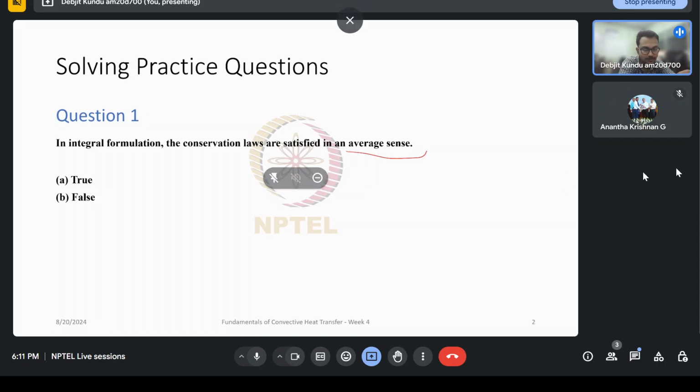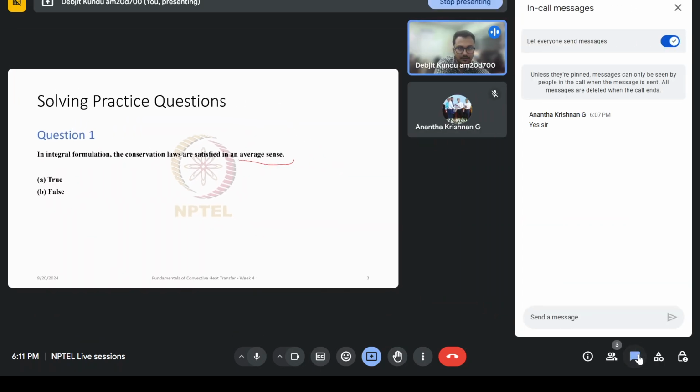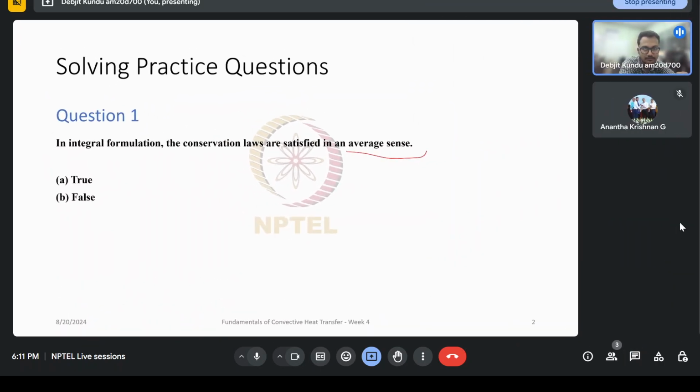Read the question carefully, and once you have figured out the solution, you can unmute and answer, or you can type in the chat box as well. In integral formulation, as opposed to the other kind of formulation, which is differential formulation, the conservation laws are satisfied in an average sense. Is that statement true or is it false?